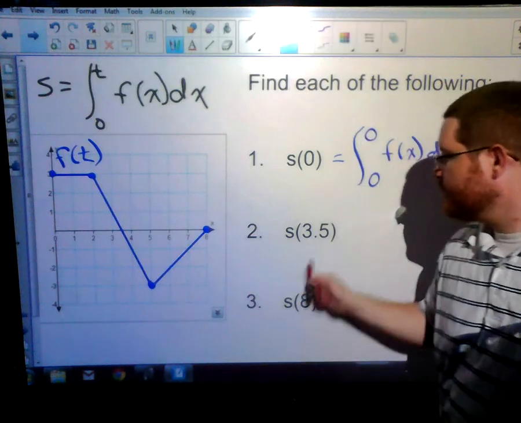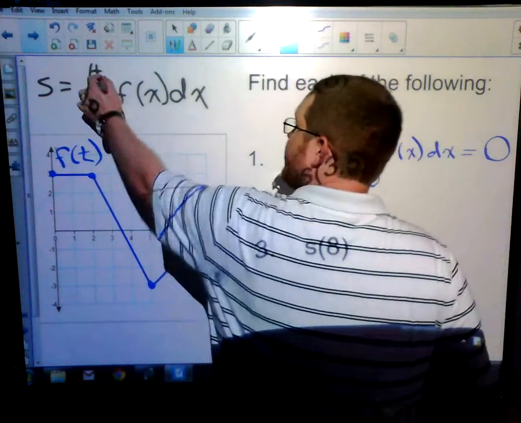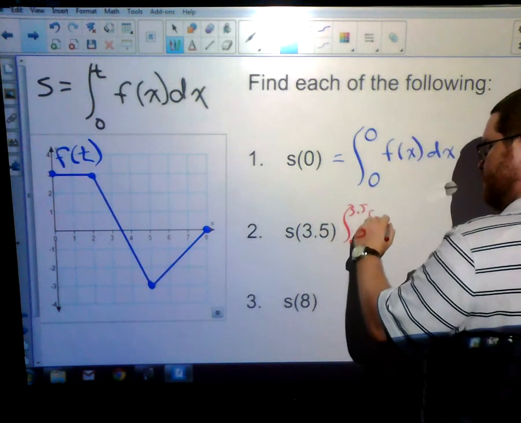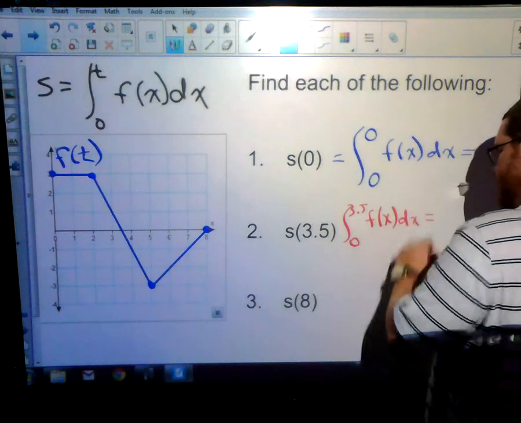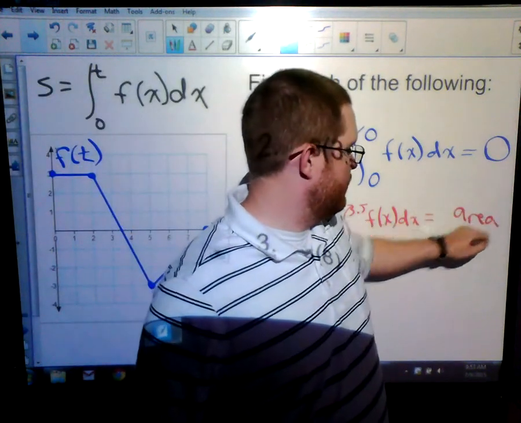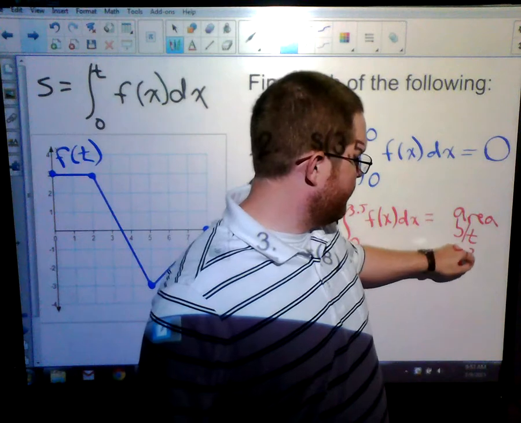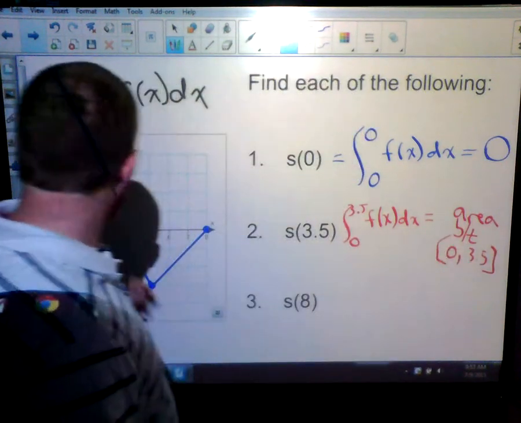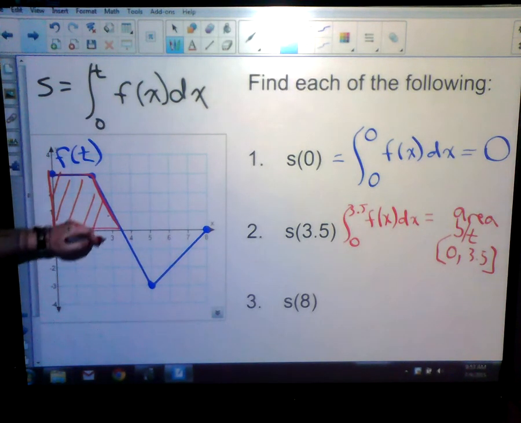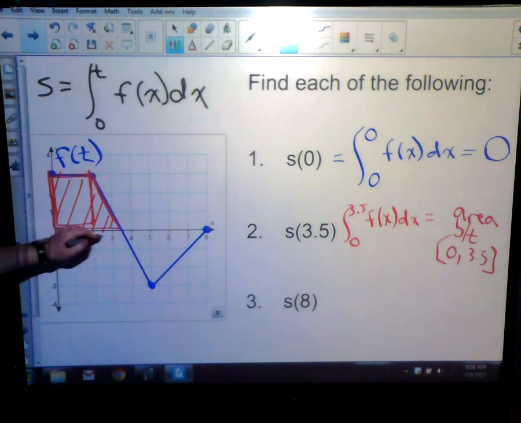For the next one, position at 3.5. So I go up here and I plug in 3.5. Well, what is this? This means the area between 0 and 3.5. So what is the area here? What shape is that? If you're smart, you'll do it as a trapezoid. But if you're not, you can still do it as a rectangle and a triangle. Whatever makes sense to you. But I need to know the area there.